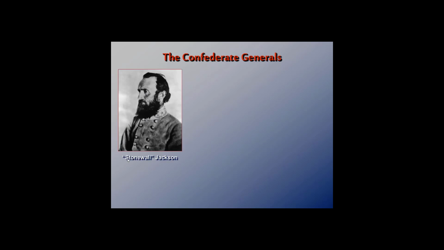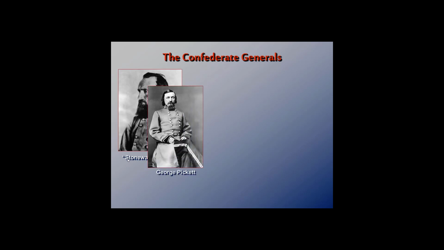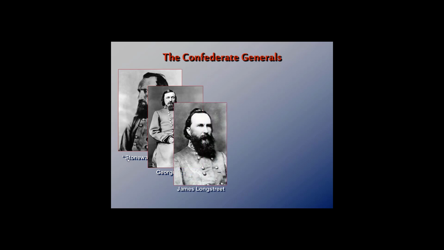Now let's get to the Confederate generals. Stonewall Jackson is the first, and he got his name because he becomes a hero early in the war, and he was said to stand there in battle like a stone wall, an impenetrable stone wall. We have George Pickett, again of Gettysburg. We have James Longstreet.